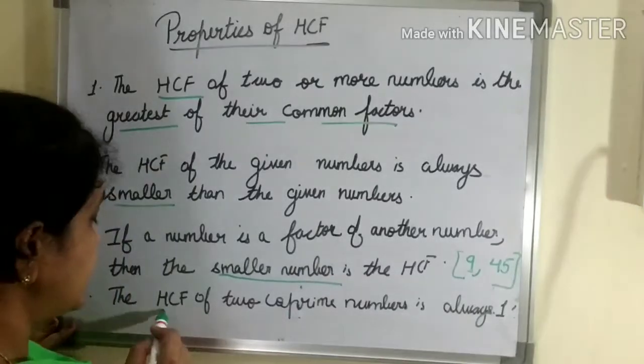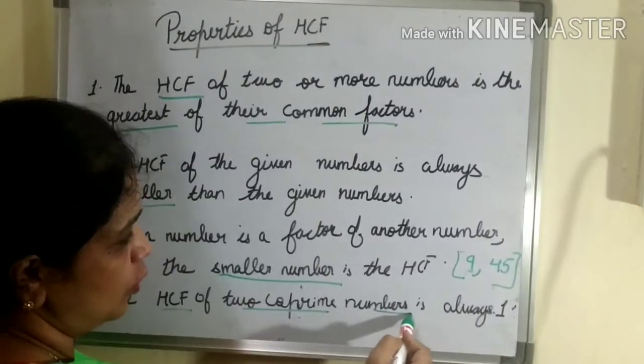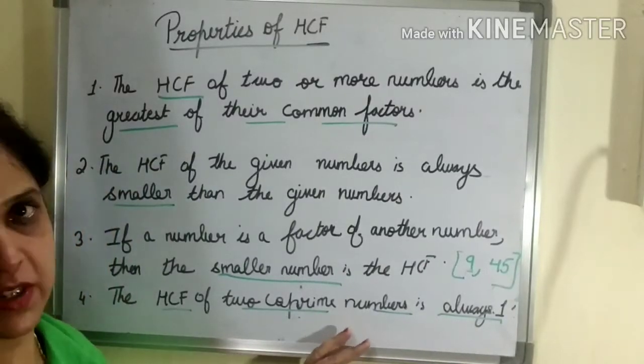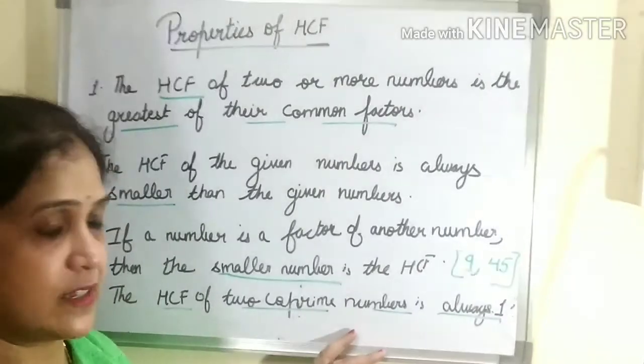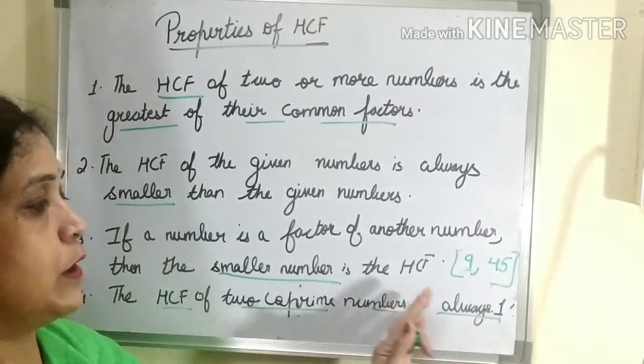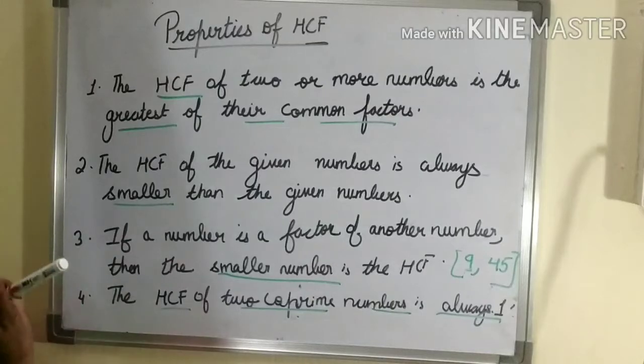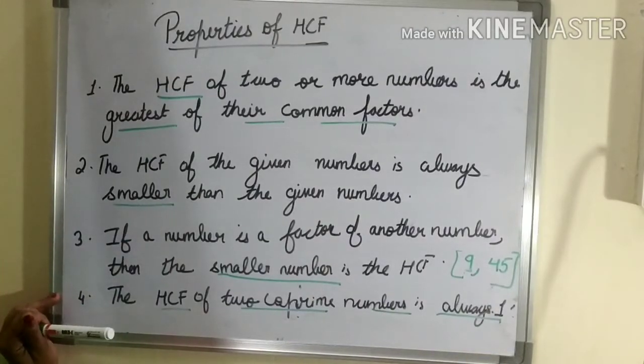And the last one is HCF of 2 co-prime numbers is always 1. Okay. The co-prime numbers are those numbers which do not have any factors common except 1. So their HCF will always be 1. Okay. These properties also I will send as PDF. Properties of HCF, you write in PowerPoint.